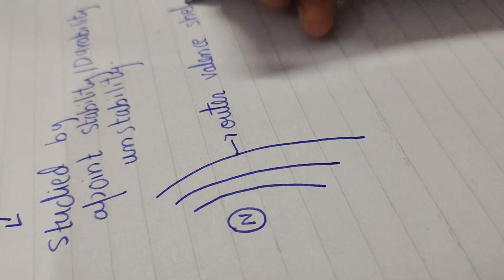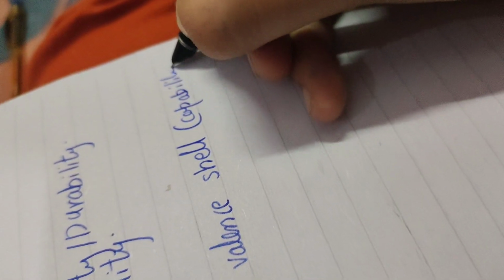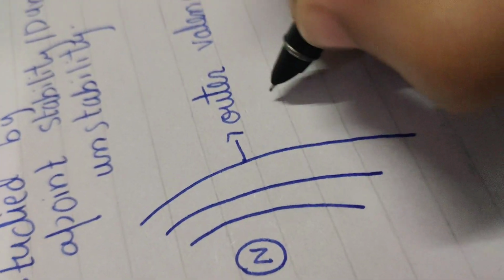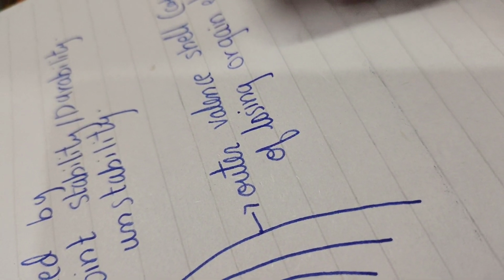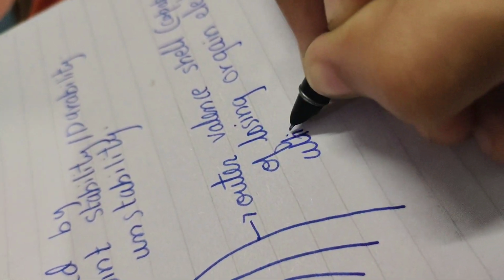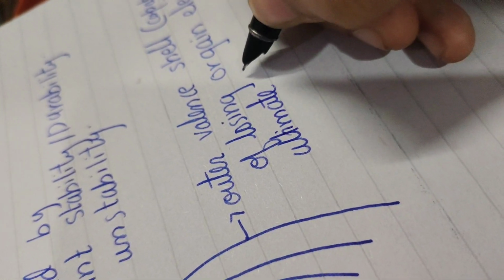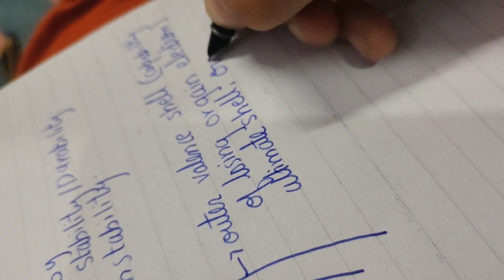What is the valence shell? What is the meaning of valence shell? Valence shell means the capability of losing or gaining electrons. It can either lose or gain. Valence shell, you can also say ultimate shell, right? Or you can say orbit.